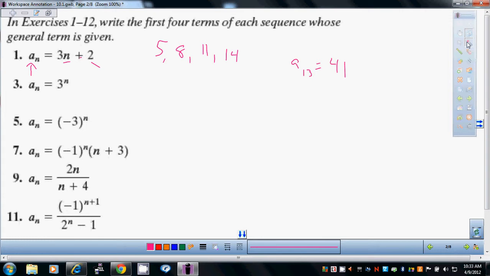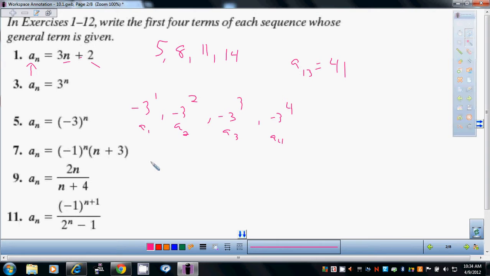Okay. So anyway, let's just jump down to number 5. First 4 terms of number 5. If you were to just write this out, the first term would be negative 3 to the first. The second term would be negative 3 to the second. Third term would be negative 3 to the third. And then the fourth would be negative 3 to the fourth. All I need from you is to tell me what those are.